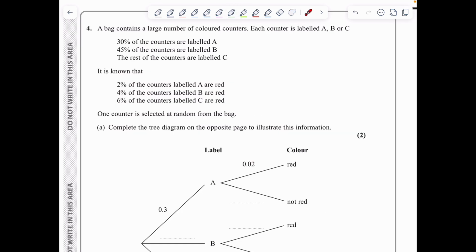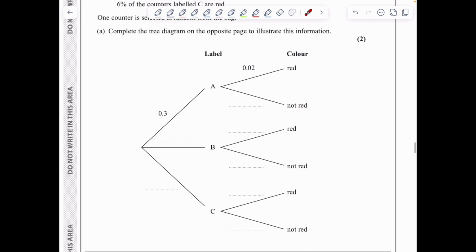In question 4, we've got a bag containing a large number of colored counters labeled A, B, or C. Now we've got 30% of them being labeled A, 45% B, and the rest are labeled C. It is additionally known that 2% of the counters labeled A are red, 4% of those labeled B are red, and 6% of those labeled C are red. And we are choosing a counter at random, and we need to complete the tree diagram given here.